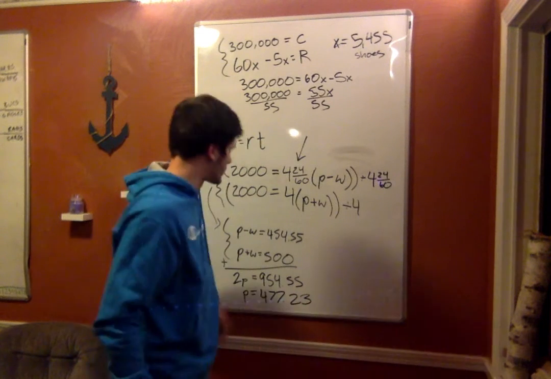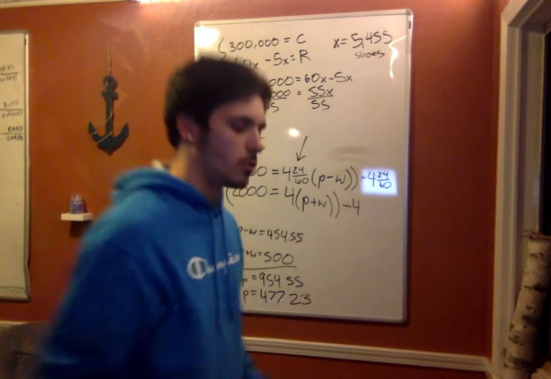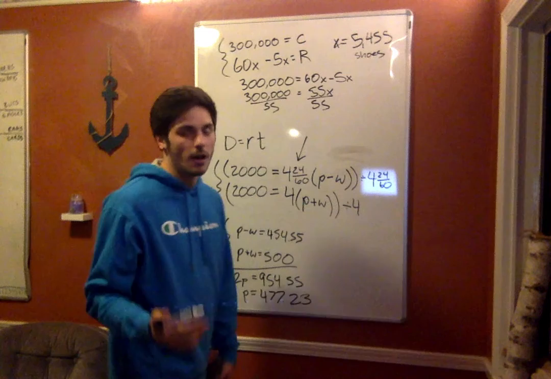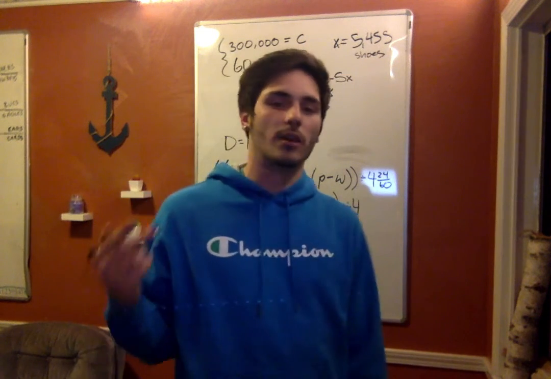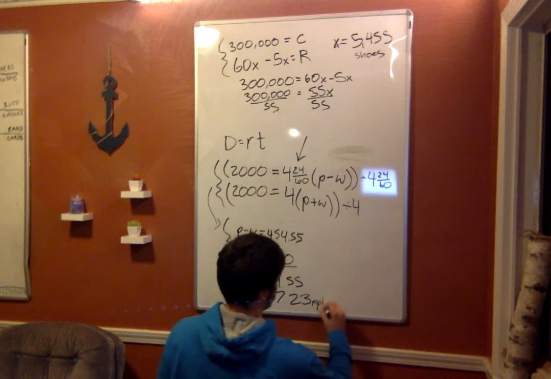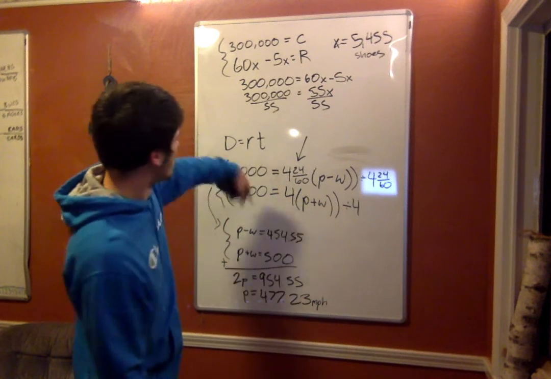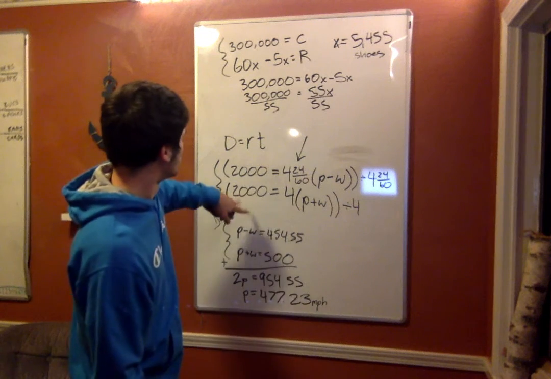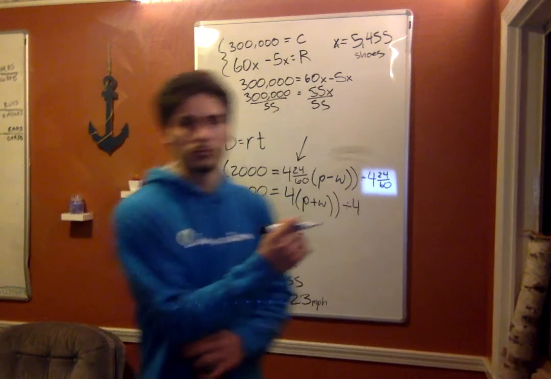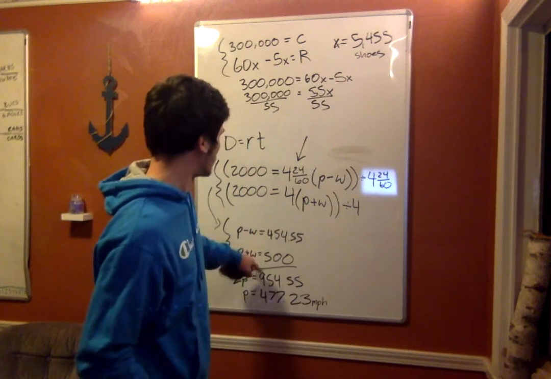And so P, since it represents the speed of the plane, we can say that P equals 477.23 means that the plane was traveling at 477.23 miles per hour. So I'll put the MPH right here. And then we'll plug that back into one of the original equations right here. Or we can just do it in this equation because these are the same things, just scaled differently.